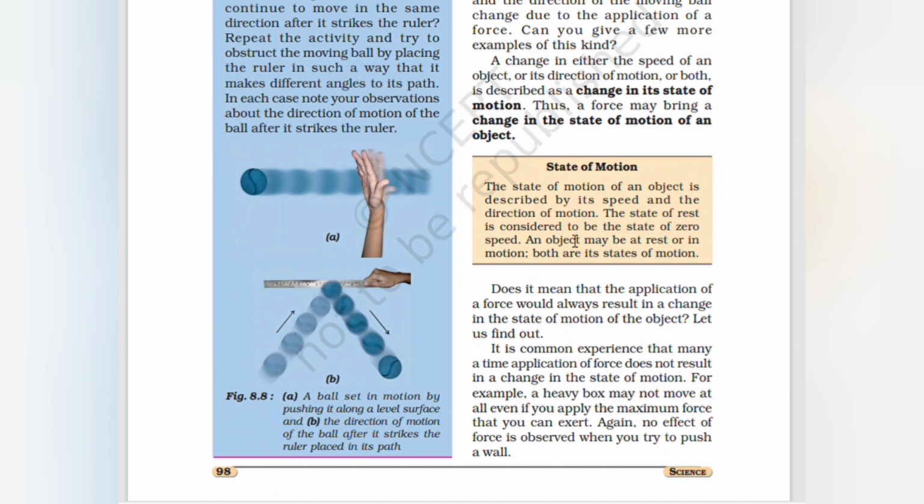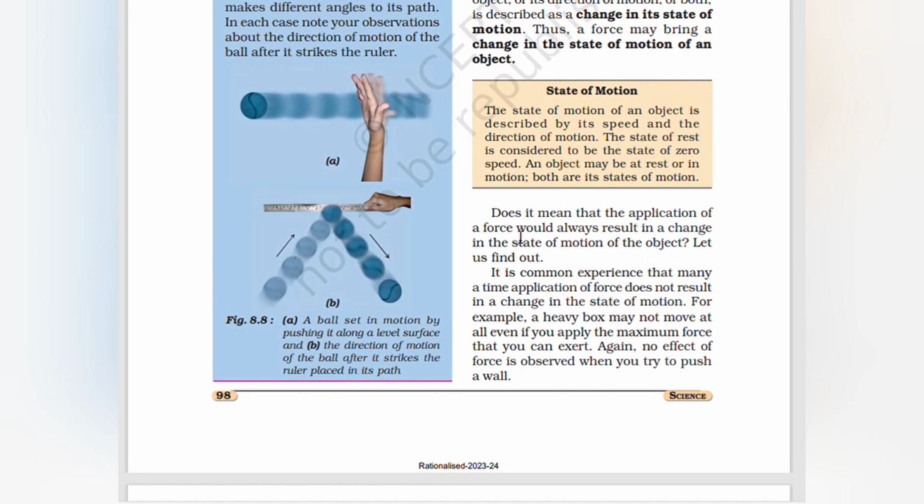State of rest is considered to be the state of zero speed. An object may be at rest or in motion. Both are in the state of motion. Doesn't mean that the application of force would always result in a change in the state of motion of the object. Let us find out.